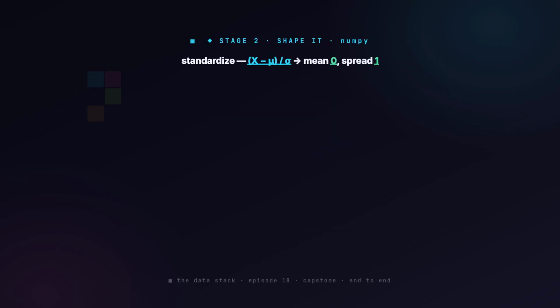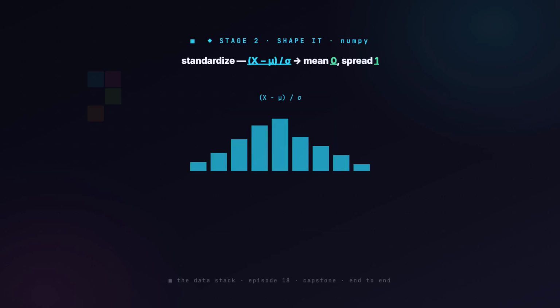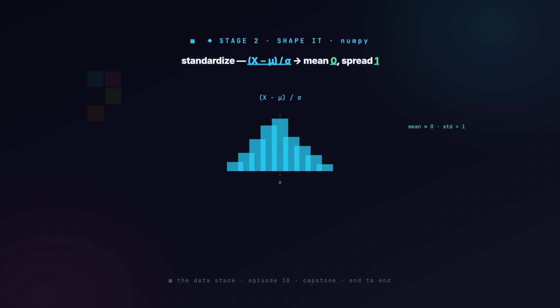Stage 2, shape it. NumPy takes the clean columns into one array, then standardizes: subtract the mean, divide by the standard deviation. Every feature now centers on 0 with a spread of 1. No single column shouts over the others. This is the array shape every model wants.